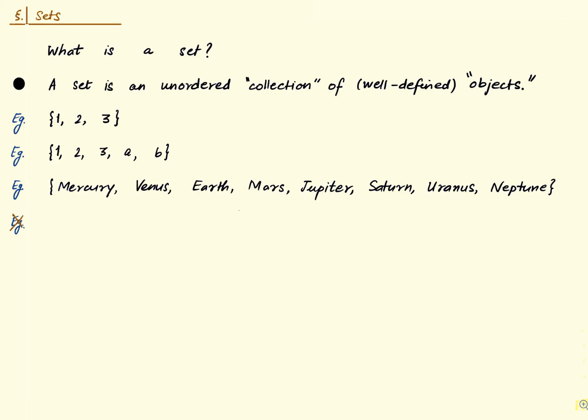All right. And now here is something that is not a set: all beautiful planets in the solar system. This is not a set because beautiful is a subjective experience and hence not well defined. So this adjective of well-definedness is important, right? Because a planet may be beautiful to one and ugly to another. All right. So let's go ahead.